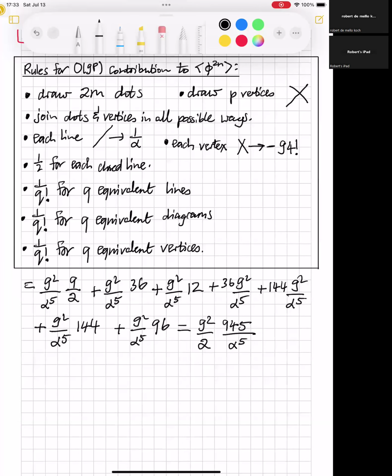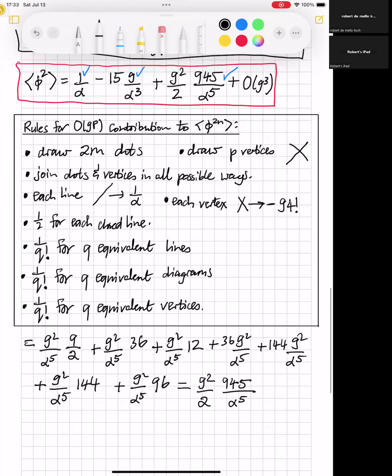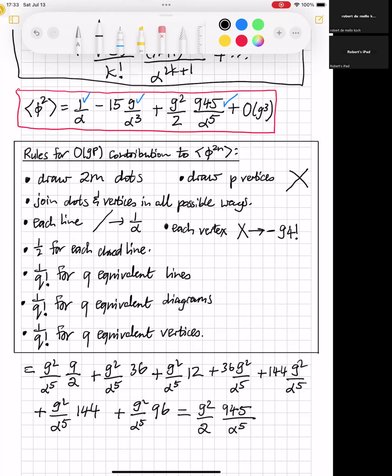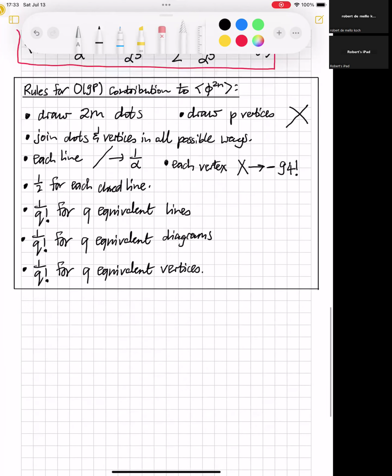Okay, guys, so I added this up and I get g squared over 2, 945 over alpha to the 5. And that means, in fact, we've reproduced the order g squared contribution to the phi squared correlator. So this is great. This was a very good example of using Feynman diagrams to calculate a correlation function, the two-point correlator in this case. And what you can see is the diagrams give us precisely the correct answer.